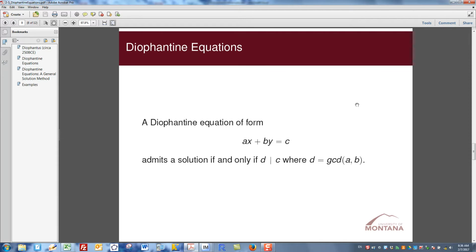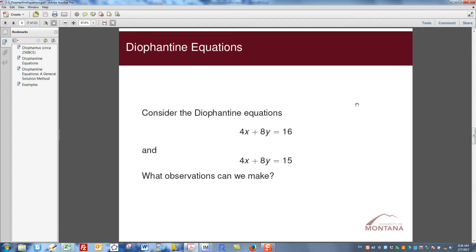So one of the interesting things about Diophantine equations is we can predict whether or not they're solvable by looking at the GCD. And it turns out that a Diophantine equation of the form ax plus by equals c admits a solution if and only if d divides c, where d is the GCD of the coefficients a and b. So maybe we should just go back a page and make sure that that's true for this first one. And I can see that it is true, right? Because the GCD of 4 and 8 is 4, and 4 divides 16. So indeed, that Diophantine equation has a solution.